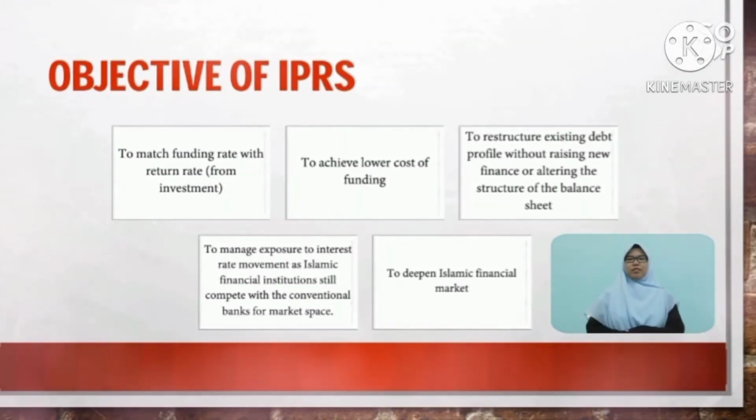There are 5 objectives of IPRS: first, to match the funding rate with the returns rate from investment. Second, to achieve lower cost of funding. Third, to restructure existing debt profile without raising new finance or altering the structure of the balance sheets. Fourth, to manage exposure to interest rate movement as Islamic financial institutions still compete with the conventional banks for the market space. And last, to deepen the Islamic financial market.